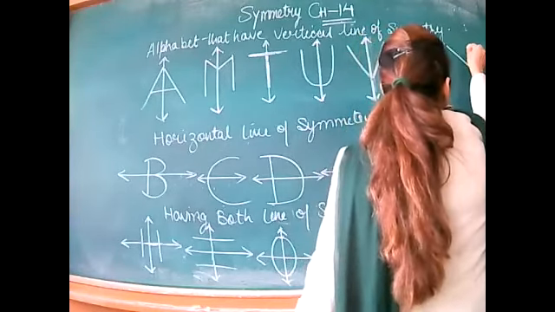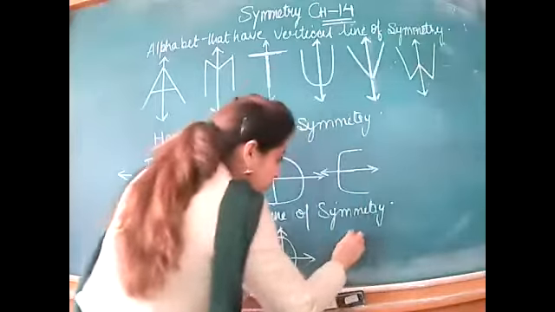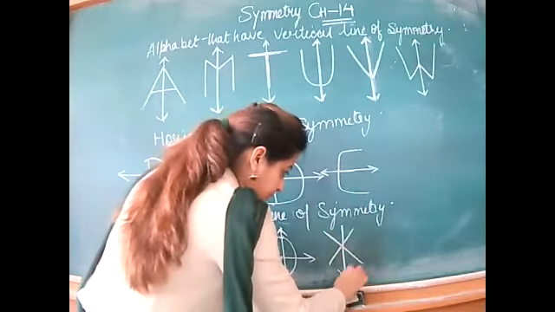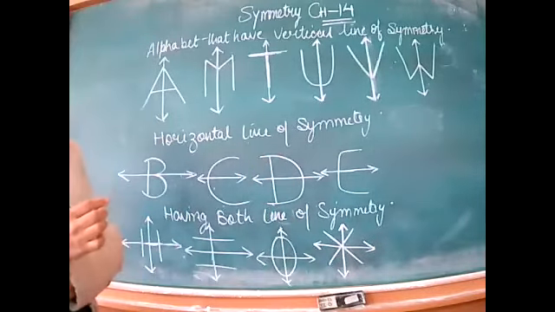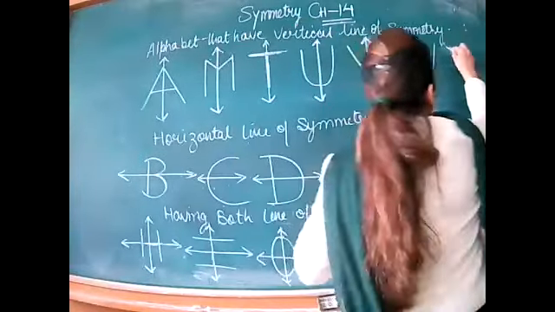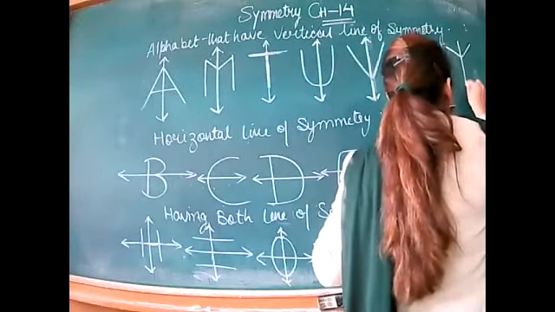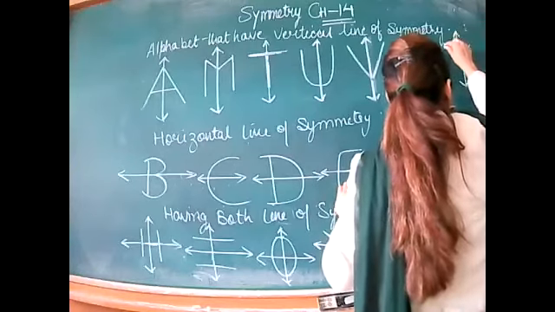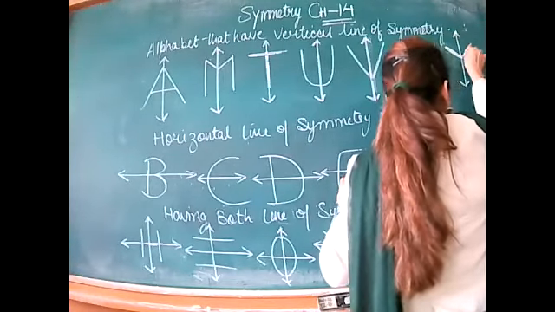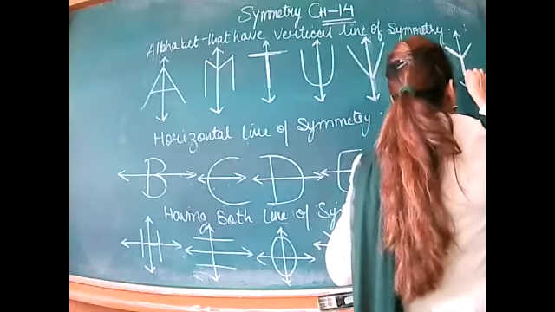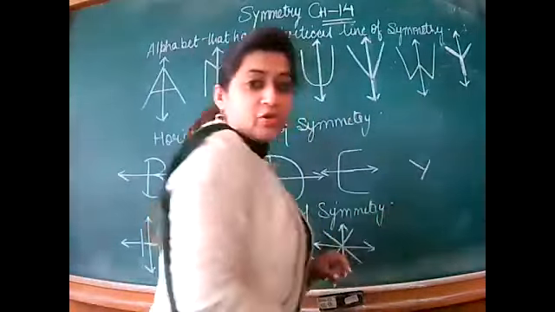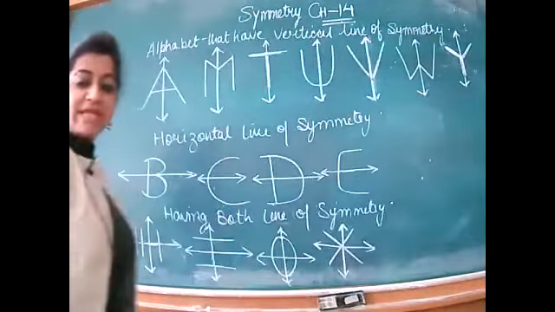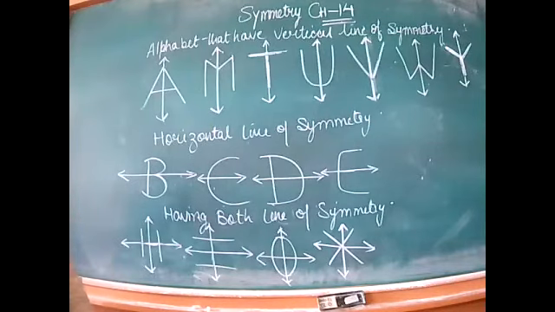X has both lines of symmetry. Y doesn't have any line of symmetry, but if you draw Y like this, then it has a line of symmetry. If you draw Y like this, then it has a line of symmetry, and if you draw it like this, it has no line of symmetry. Z doesn't have any line of symmetry.